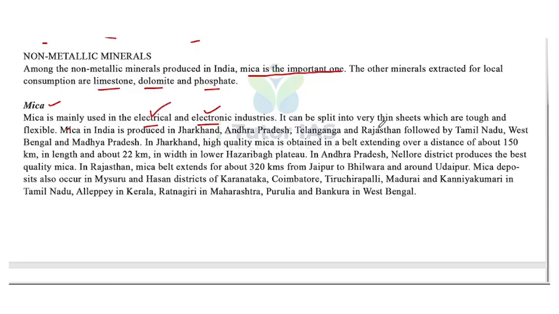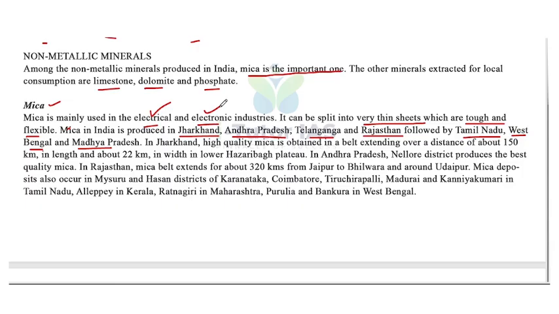It can be split into very thin sheets which are tough and flexible. Mica in India is produced in Jharkhand, Andhra Pradesh, Telangana and Rajasthan, followed by Tamil Nadu, West Bengal and Madhya Pradesh. These are the major mica producing states in India.